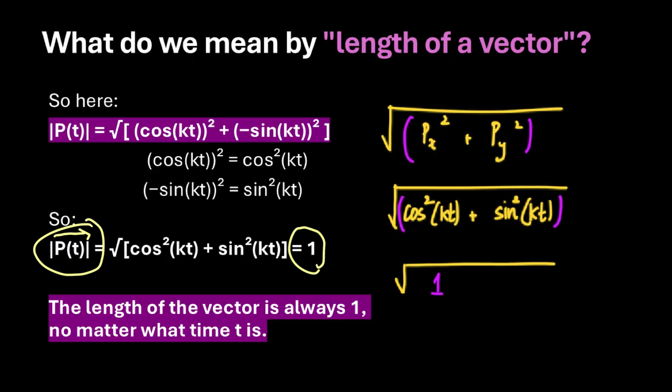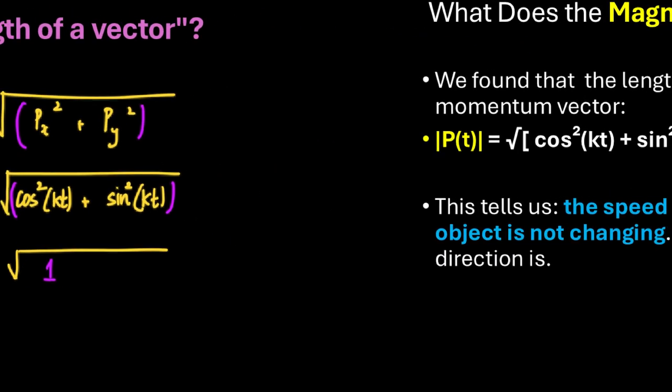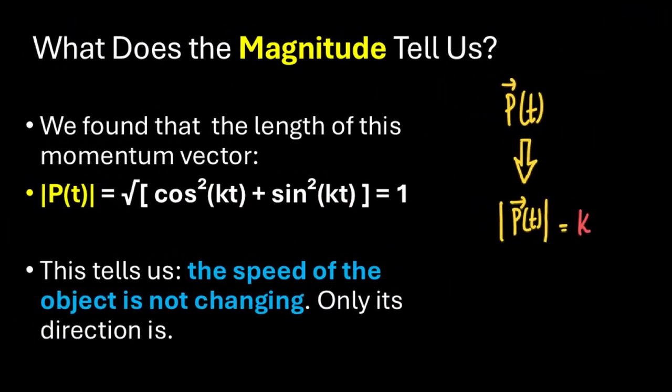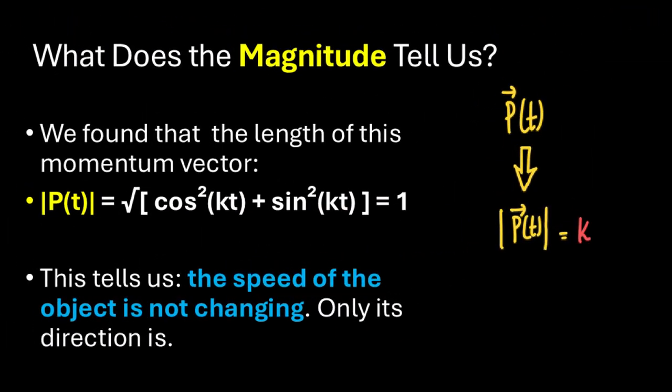There might be a significant lack of clarity in this statement. Length of vector is always 1, no matter what time it is. Well, let's just spend some more time to understand what that means. So we just found out that magnitude of the momentum vector p of t is equal to 1. This tells us that the speed of the object is not changing and only its direction is.